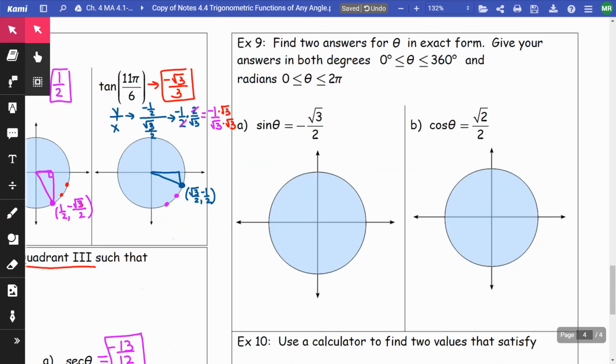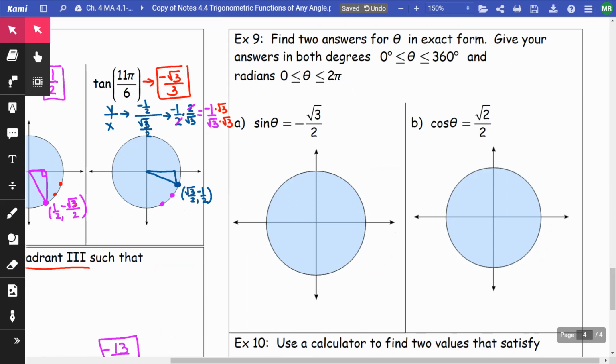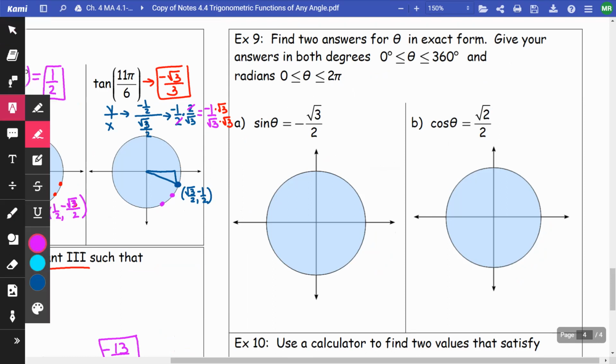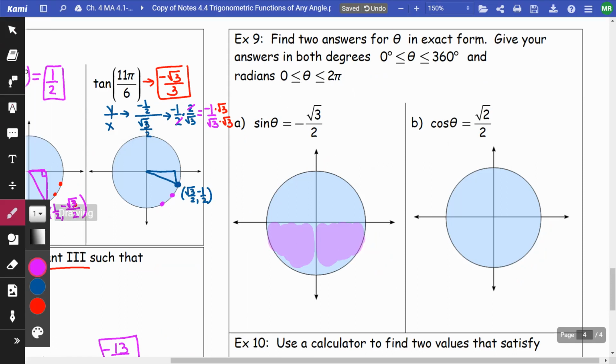Okay. So here, when we're dealing with sine, remember that sine is negative in 2 quadrants. So I should be getting 2 angles from 0 to 360 and 2 angles from 0 to 2 pi that give me that negative root 3 over 2 for the sine. So I am going to be in this quadrant and this quadrant, okay? So when I'm dealing with this, again, on the worksheet, I'll give you the unit circle with the little dots there.